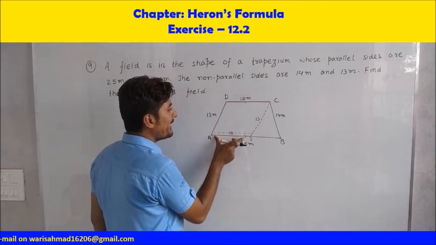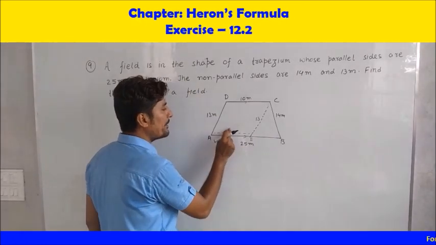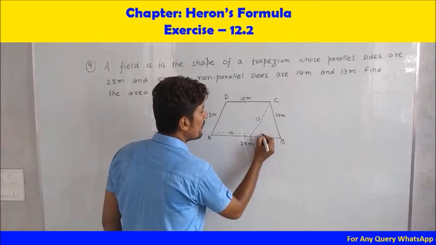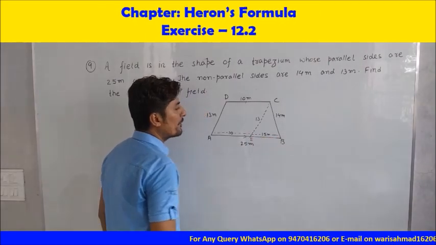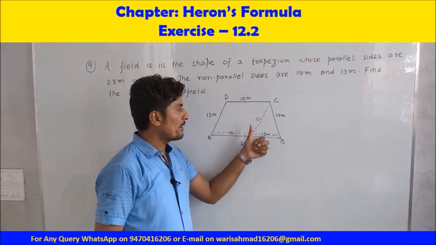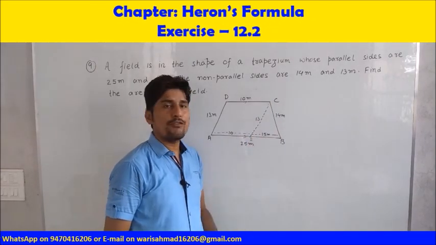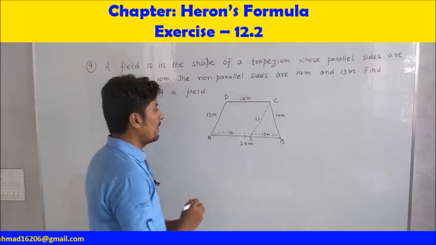Since the measurement of AE is 10 meter, the measurement of EB will be equal to 25 meter minus 10 meter, equal to 15 meter. We can write here 15 meter. So we got the measurement of all the three sides of triangle BCE: 13 meter, 15 meter and 14 meter. Now we have to find the area of this triangle.